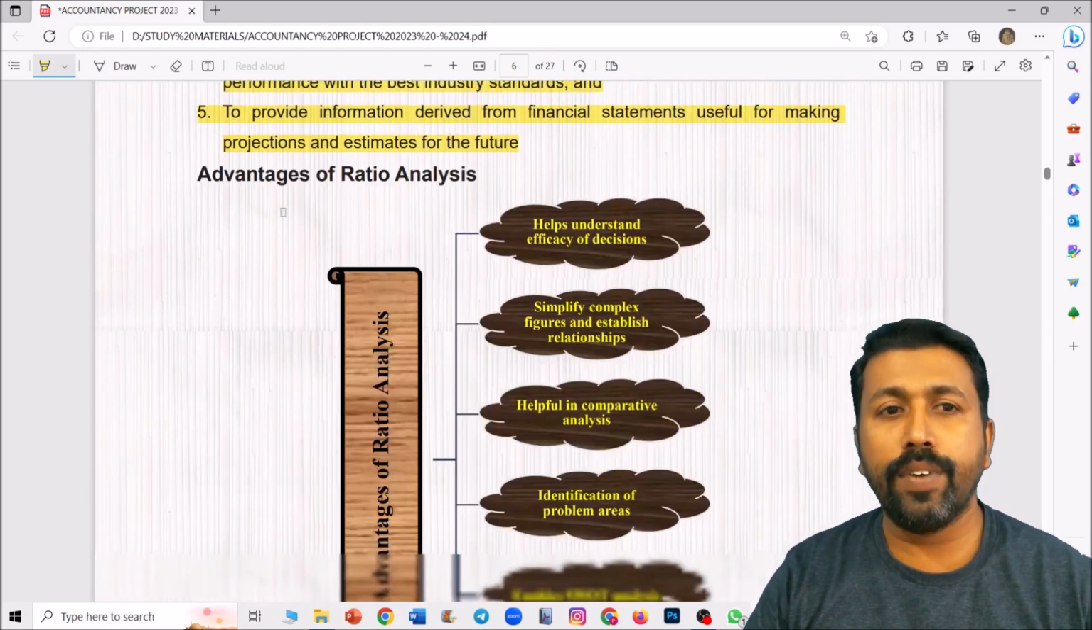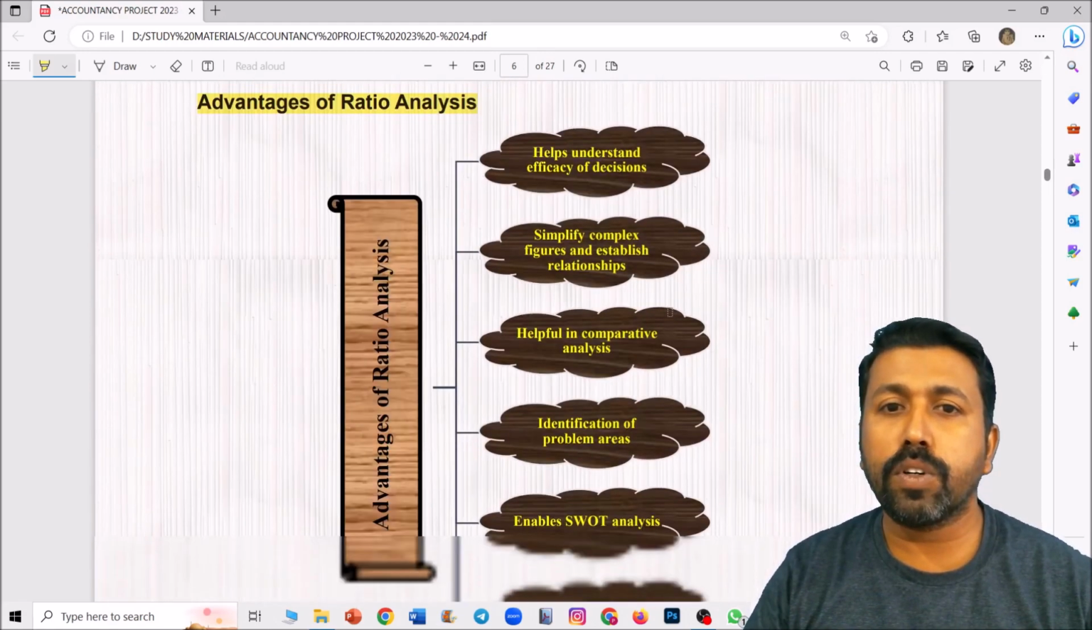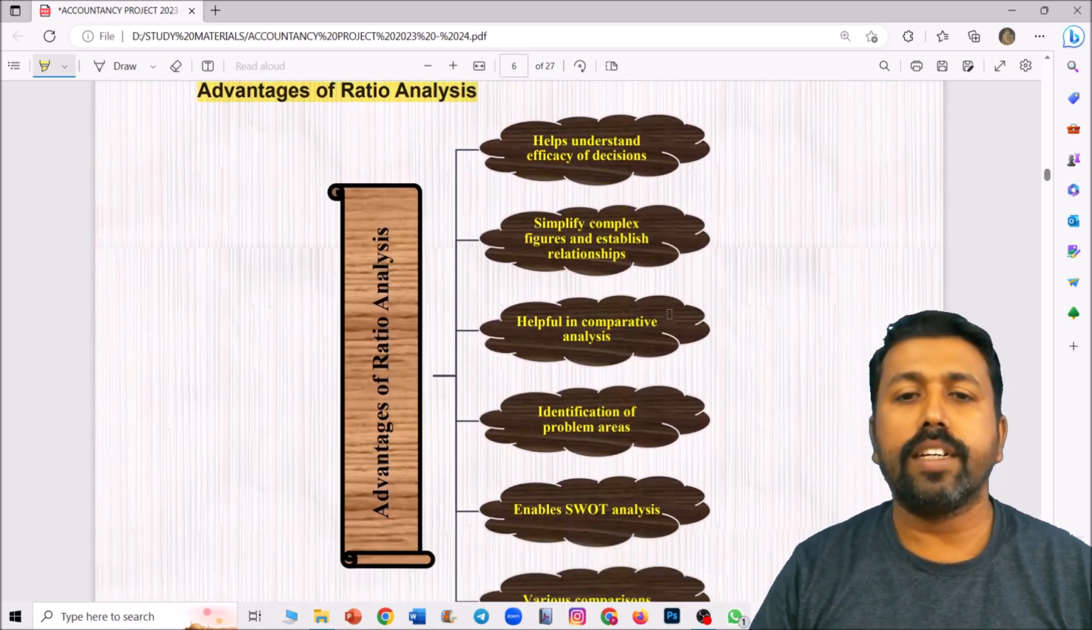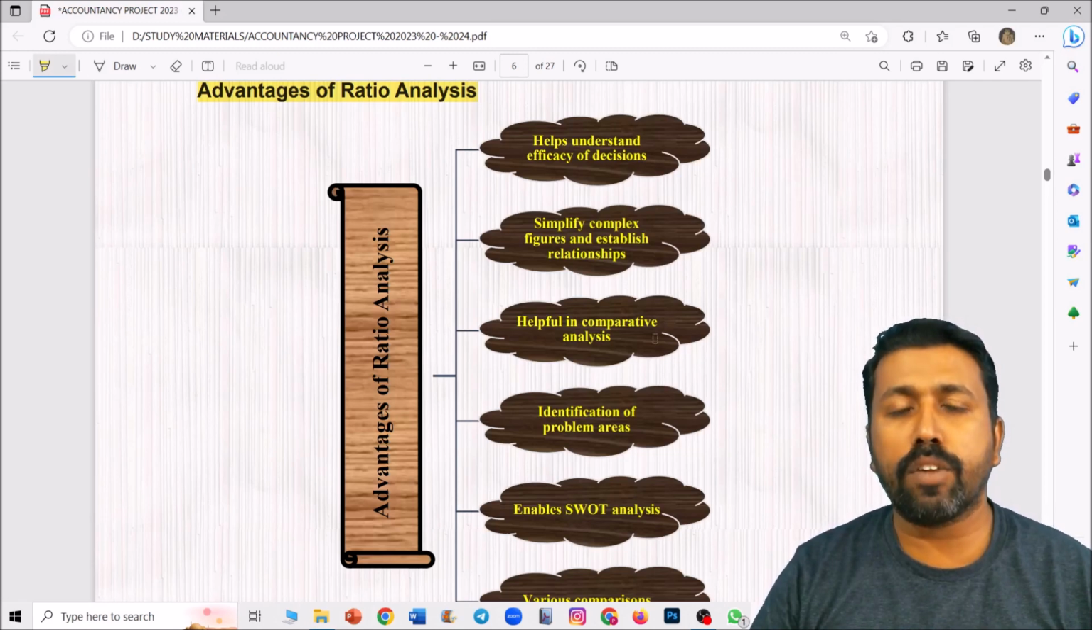Then what are the advantages of accounting ratio? I expressed it with the support of a diagram, a flow chart, that also will help you to bring a colorful experience, a colorful project.